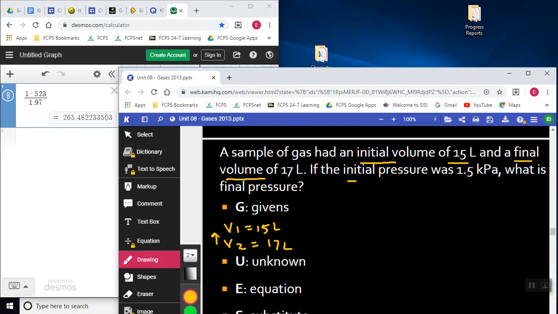Well, let's see. My initial pressure was 1.5 kilopascals. All right, so now it says to find the final pressure. That's my unknown. What's the final pressure? I don't know. I do know that they're inversely related. So I know volume times pressure equals, or pressure times volume, and I can switch that order around because it's commutative, right? If you're multiplying, no worries.